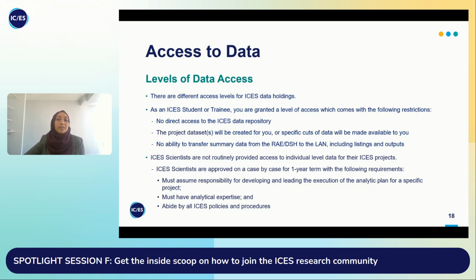So the ICS scientists would not have direct access to the data repository, similar to the students and trainees. They would be provided with a prepared data set to work with. So in all of these scenarios, the student, trainee, and scientist would only have access to their project where they are listed as a principal investigator. So you can't have access to other individuals' projects to kind of help them out. It doesn't really work that way. Next slide.